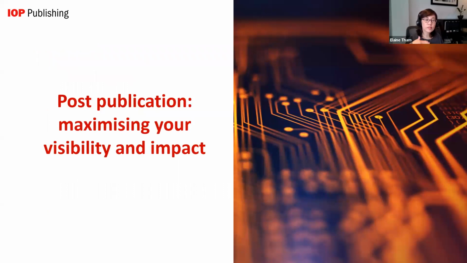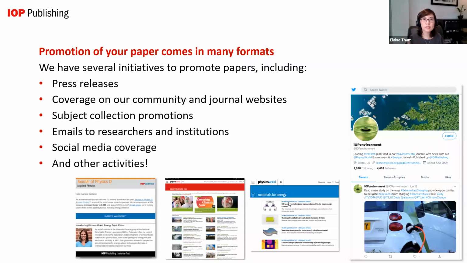But what happens after publication? At this point, our marketing teams will be looking at different ways to highlight content published in our journals. And this is done in various ways: in press releases or through our subject community and journal-based campaigns, including emails, social media, and potentially print flyers at conferences.